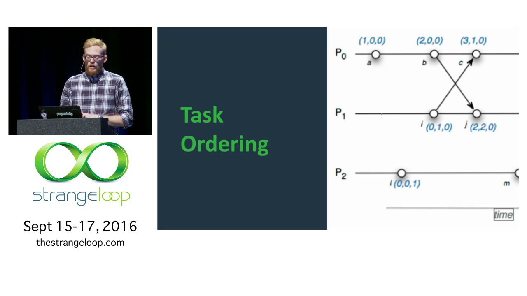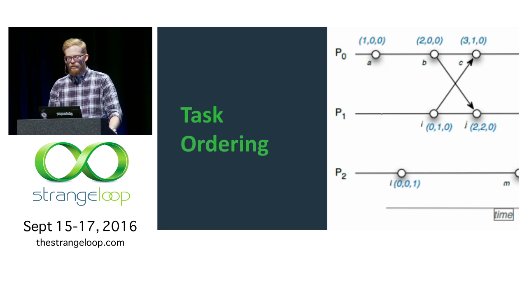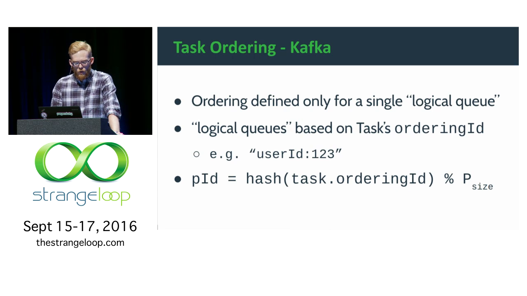Okay, finally, we need to talk about task ordering. This is a pretty tricky problem in distributed systems, but if you limit the scope of your ordering, it can get a lot easier. And maybe you won't need to use vector clocks, which would be great. So how did we limit the scope of our ordering problem? We have this concept of logical queues for which ordering is defined. Each task has an attribute called ordering ID, which defines the logical queue that it's in.